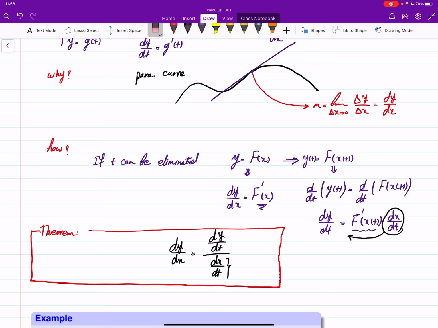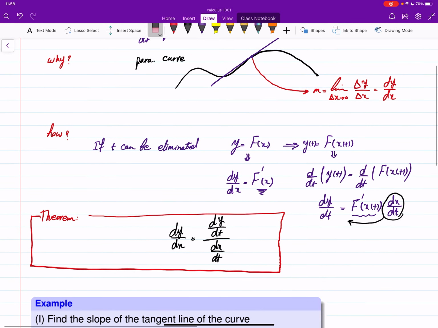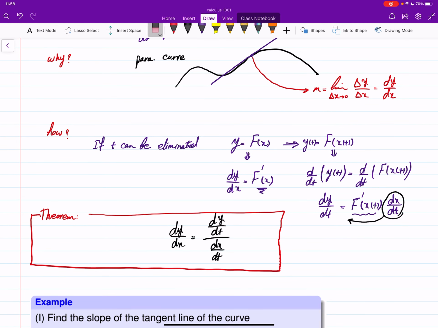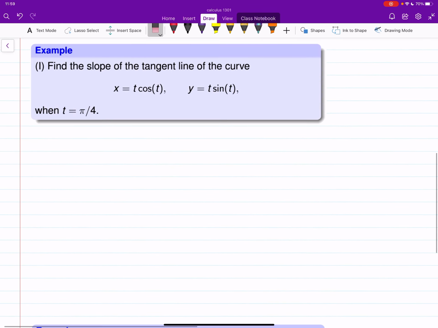So when someone gives you parametric equations and asks you to find dy/dx, you find the derivative of the upper one, y, with respect to the parameter, and then divide by the derivative of x with respect to the parameter. Let's see this in some examples.